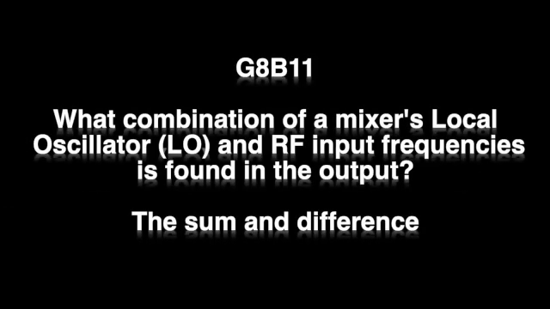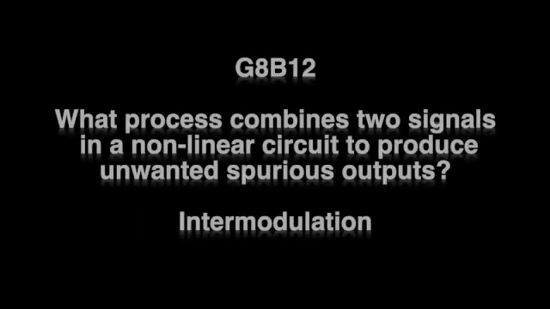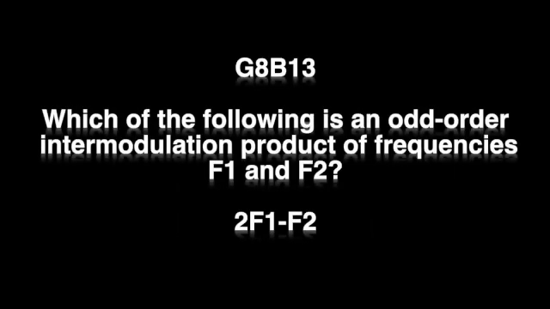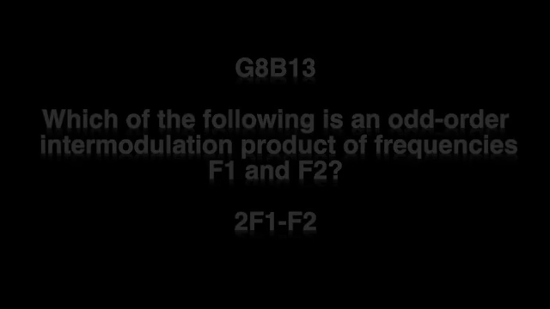G8B11. What combination of a mixer's local oscillator and RF input frequencies is found in the output? The sum and difference. G8B12. What process combines two signals in a nonlinear circuit to produce unwanted spurious outputs? Intermodulation. G8B13. Which of the following is an odd-order intermodulation product of frequencies F1 and F2? 2F1 minus F2.